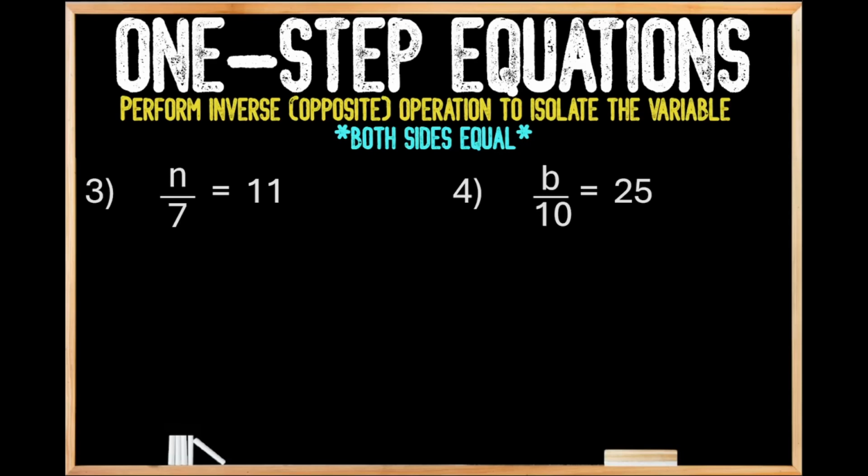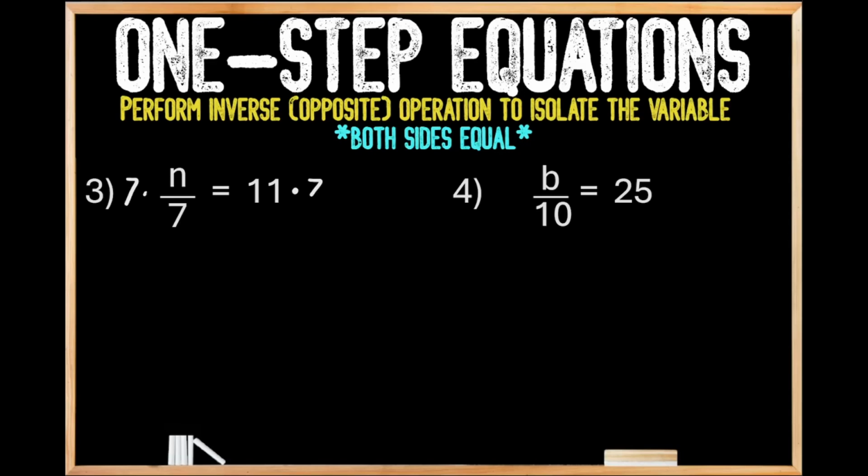For question number 3, we're being asked to solve for the value of n. And we can see here that n is being divided by 7, and we know that the opposite operation of division is multiplication, so we're going to multiply the left-hand side of this equation by 7 in order for us to isolate for our variable of n, and we need to keep both sides equal, so we're also going to be multiplying the right-hand side of our equation by 7 as well.